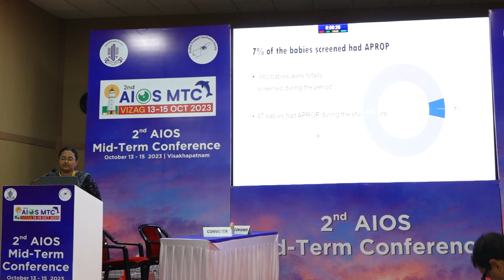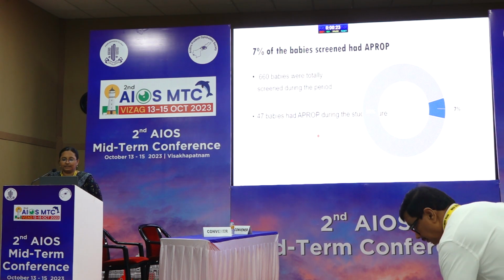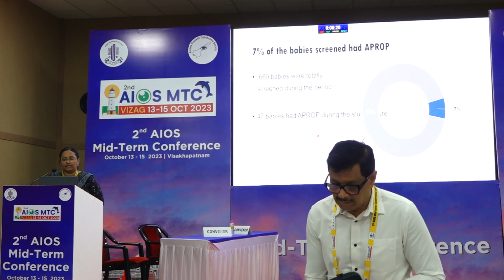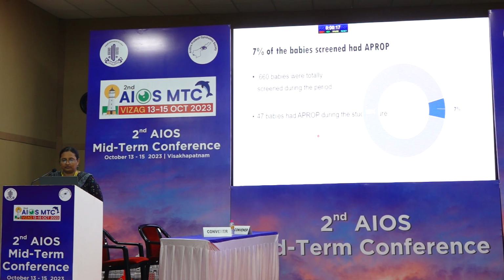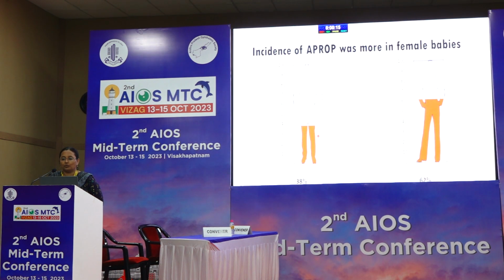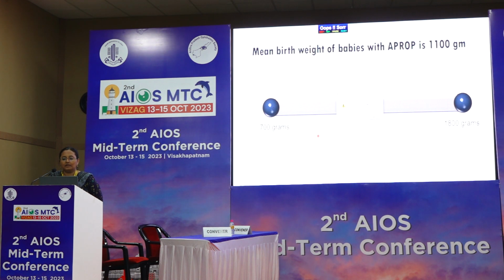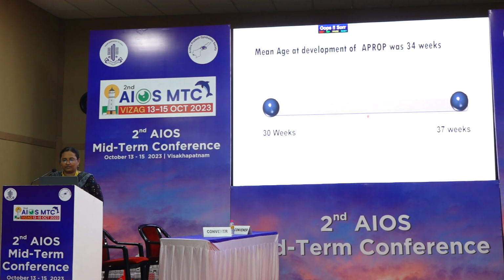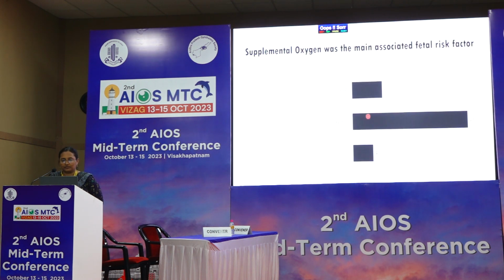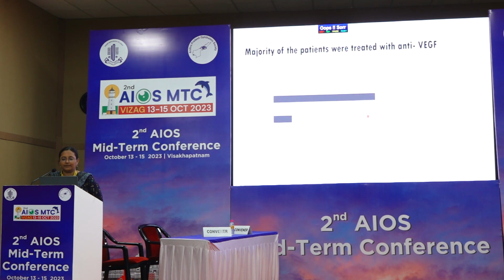We had screened 660 babies during the study period, and out of these 47 babies had APROP, that constituted about 7%. The incidence of APROP was more in female babies, which constituted close to 62%. The mean gestational age at birth was 30 weeks with a range of 25 to 34 weeks. Most of the babies were screened within 1 month, and the mean post-conceptional age at the development of APROP was 34 weeks. Supplemental oxygen was given in 23% of the patients. 38 patients were given anti-VEGF, 2 patients were given both, and laser was done in 7 patients.